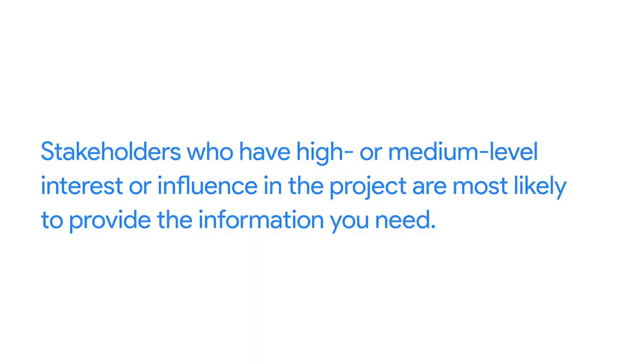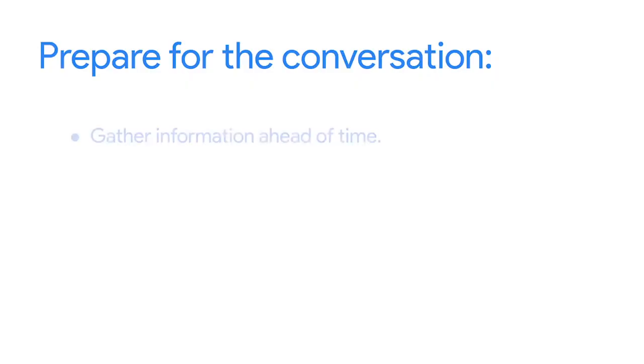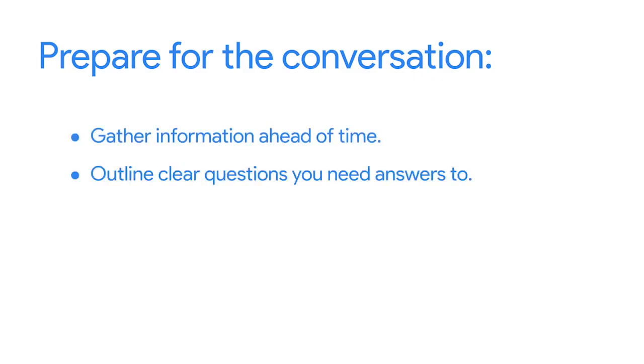Stakeholders who have high or medium level interest or influence in the project are most likely to provide the information you need. Some examples include stakeholders who are subject matter experts and those who are directly affected by the outcome of the project, like your team's leadership. You can refer back to your stakeholder analysis for help deciding who would be best to connect with. Once you've identified which stakeholders would be most helpful, make sure you're prepared by gathering as much information as possible ahead of your conversation and outlining clear, outstanding questions that you still need answers to.